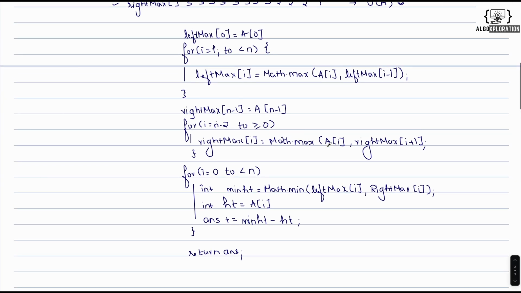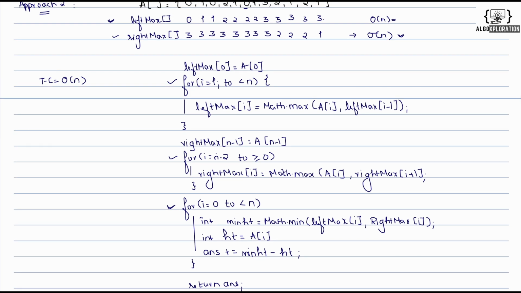Now let's talk about the time complexity. Here we can see that we have used 3 for loops, but they are not dependent on each other, right? And all of them are running for n time. So the time complexity will be order of n, but we can see that here we have taken the help of extra space, left max as well as right max. So it will be 2n, but it boils down to order of n.